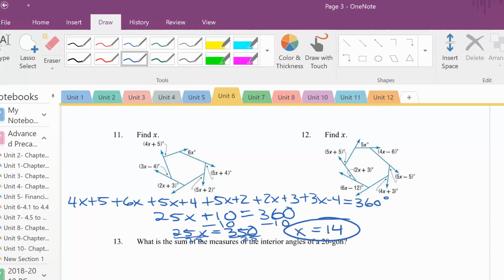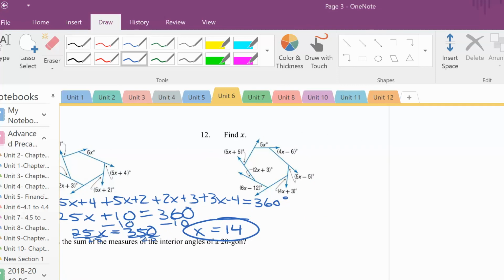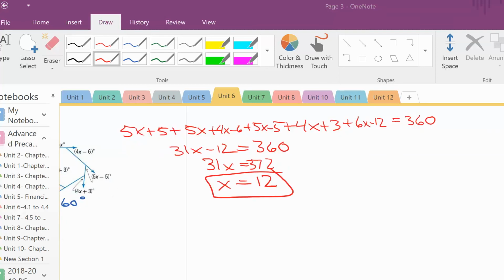So then you can do the same thing for the next one. So go ahead and do that, and then we'll go over it. All right, so you add up all the angles and set them equal to 360, and then when you combine like terms and divide, you get that x is equal to 12.